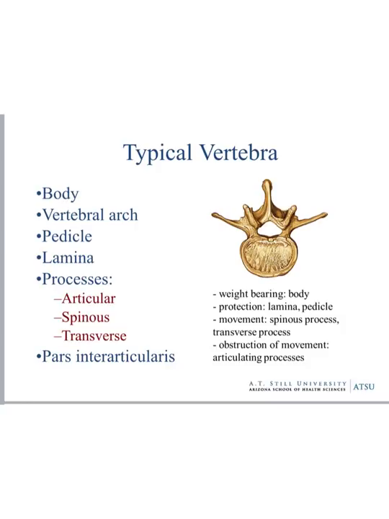A typical vertebra always has the same structures. You will have the body, the vertebral arch, which I'll color in here, the pedicle, the lamina, and processes: an articular process, transverse process, and spinous process. Additionally, we have this small region called the pars interarticularis. It's in the area between the 2 articular processes of a single side.